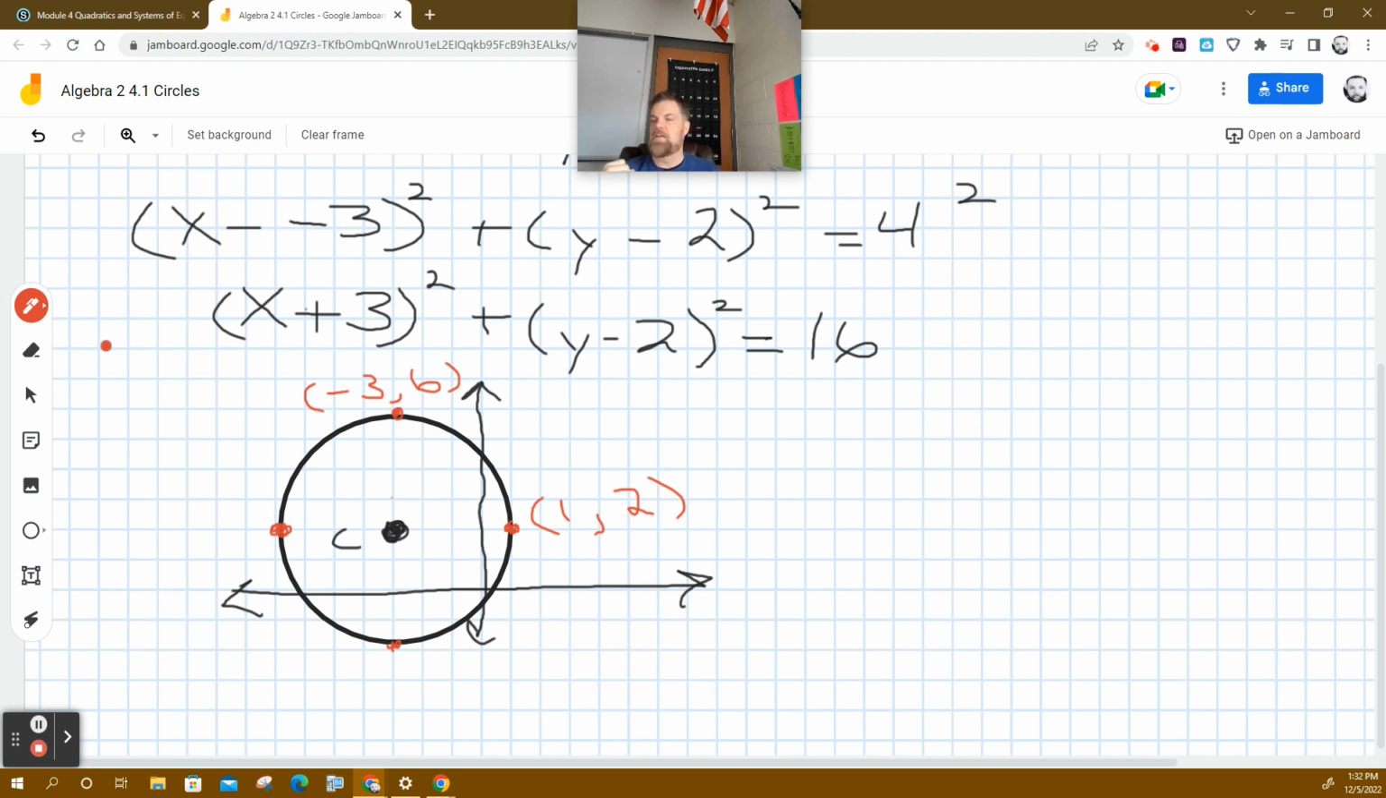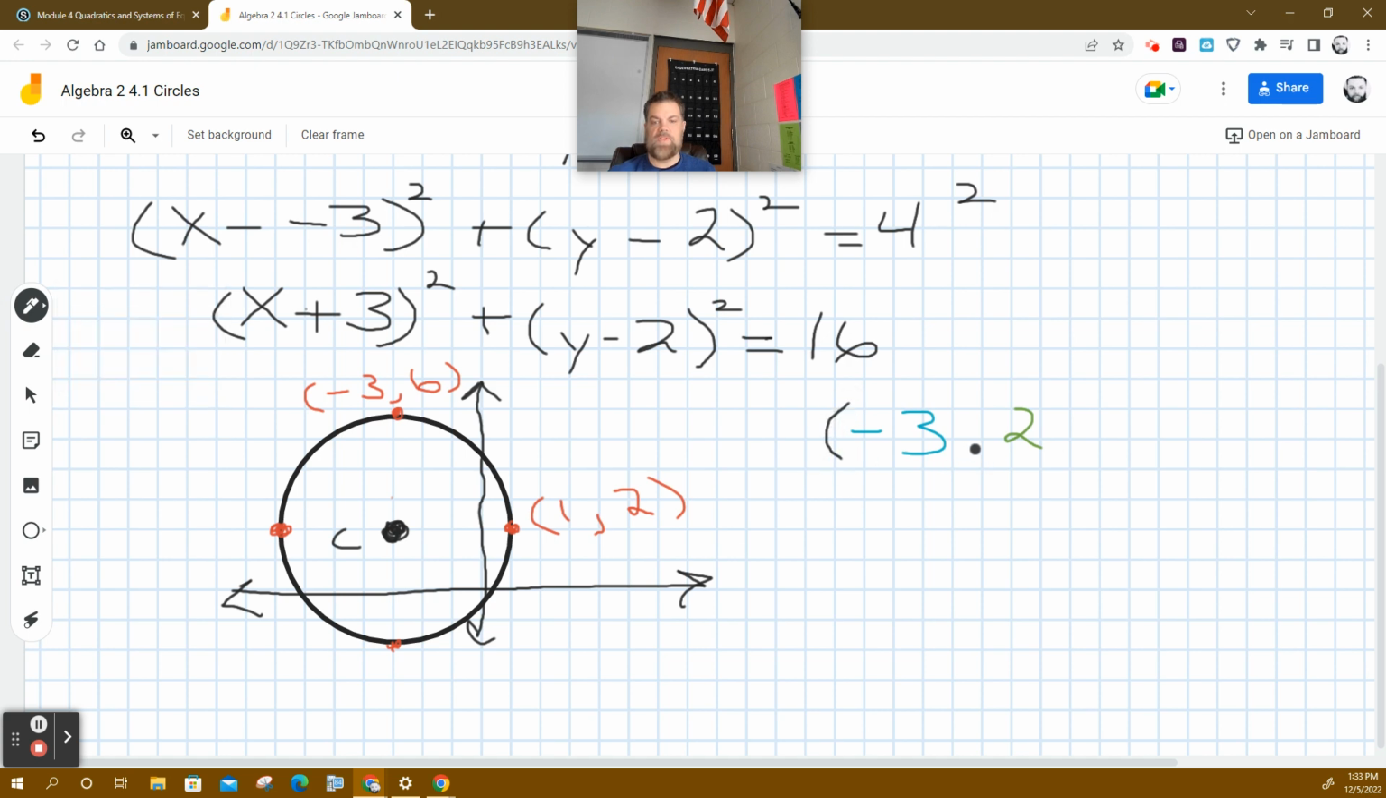Yes. If the center is negative 3, 2, wouldn't it be below the x-axis? Negative 3 represents what coordinate? X. So let's talk about that. Sounds like we need a review. So we're saying that the center is negative 3, comma 2. We're saying that this is the center.